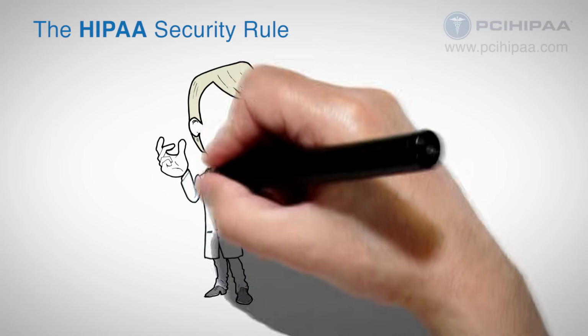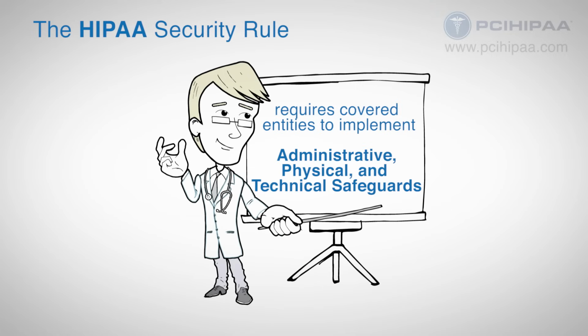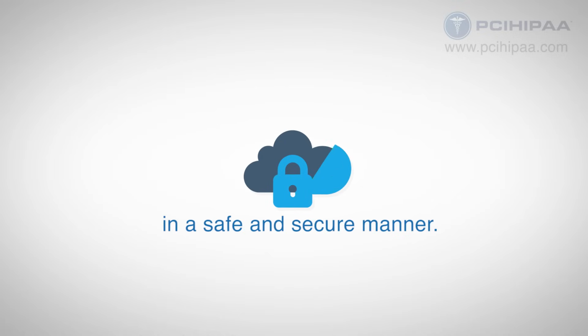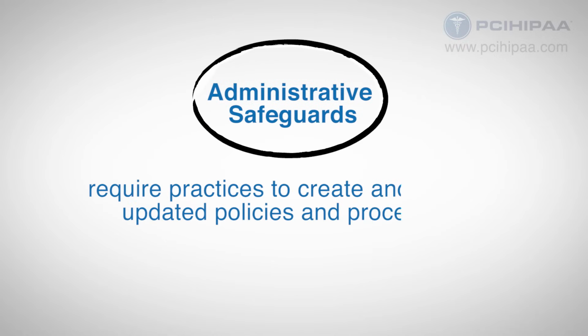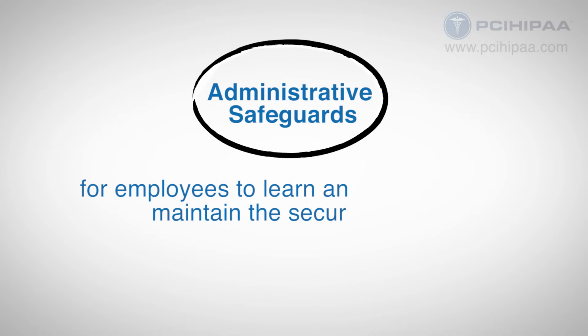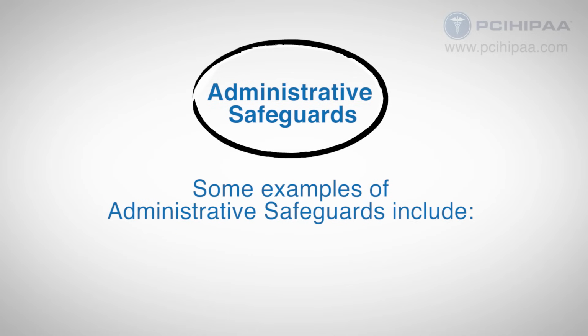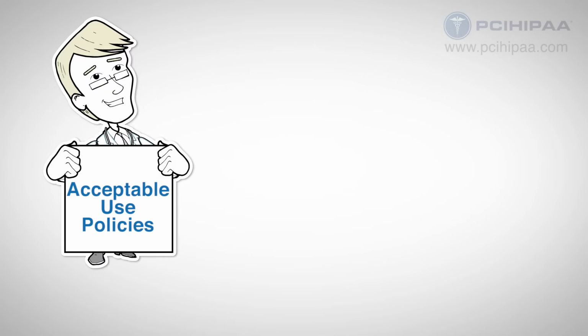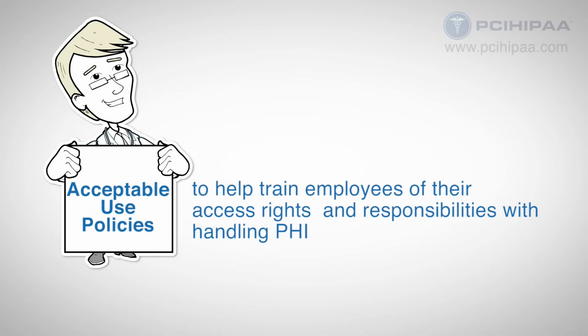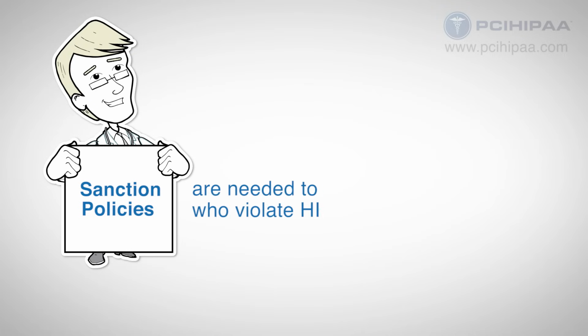The HIPAA security rule requires covered entities to implement administrative, physical, and technical safeguards to ensure that medical information is stored, transmitted, and received in a safe and secure manner. Administrative safeguards require practices to create and maintain updated policies and procedures for employees to learn and follow to help maintain the security of PHI. Some examples of administrative safeguards include acceptable use policies to help train employees on their access rights and responsibilities with handling PHI. Sanction policies are needed to discipline employees who violate HIPAA law.